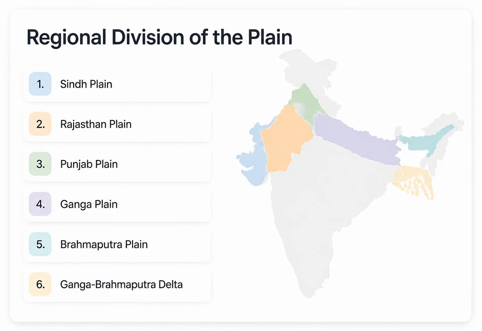Beyond the north to south physiographic zones, geographers also classify the Indo-Gangetic-Brahmaputra plain regionally, from west to east. This classification gives us 6 distinct regions: the Sindh plain, the Rajasthan plain, the Punjab plain, the Ganga plain, the Brahmaputra plain, and the Ganga-Brahmaputra delta. Let's walk through each of these regions.